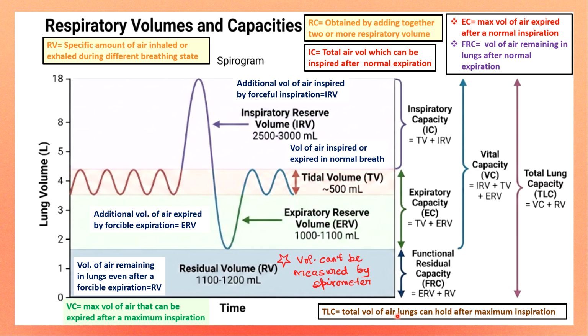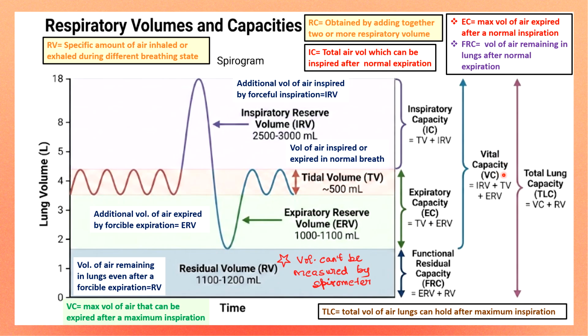Now you should remember that the vital capacity is not calculated from a single breath. You can calculate the respiratory volumes from a breath, but not respiratory capacities. Respiratory capacities are typically obtained by adding the different respiratory volumes. So just remember, inspiratory capacity and expiratory capacity is easy.